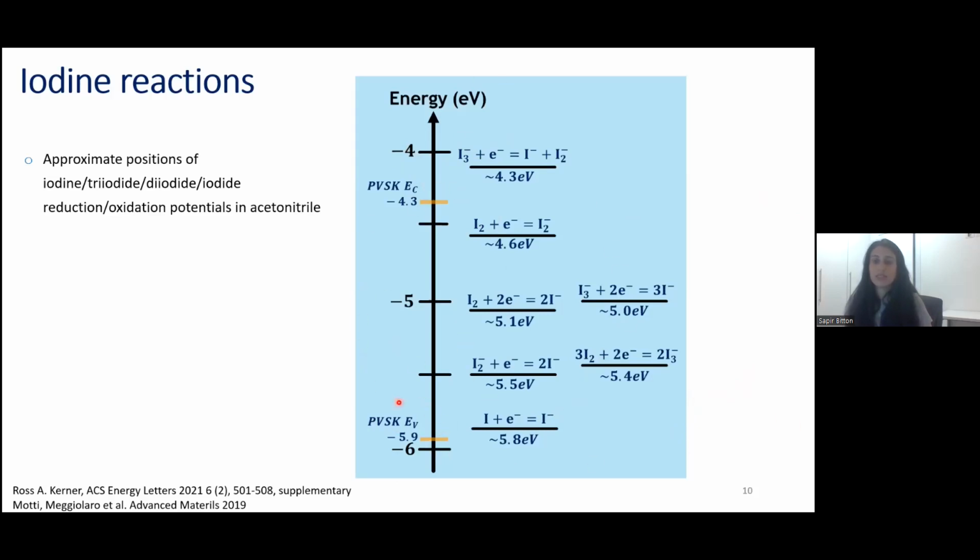So it can be seen that most of the reactions have energies that are within the energy band of the perovskite. So such reactions create traps for charge carriers and cause generation and recombination.